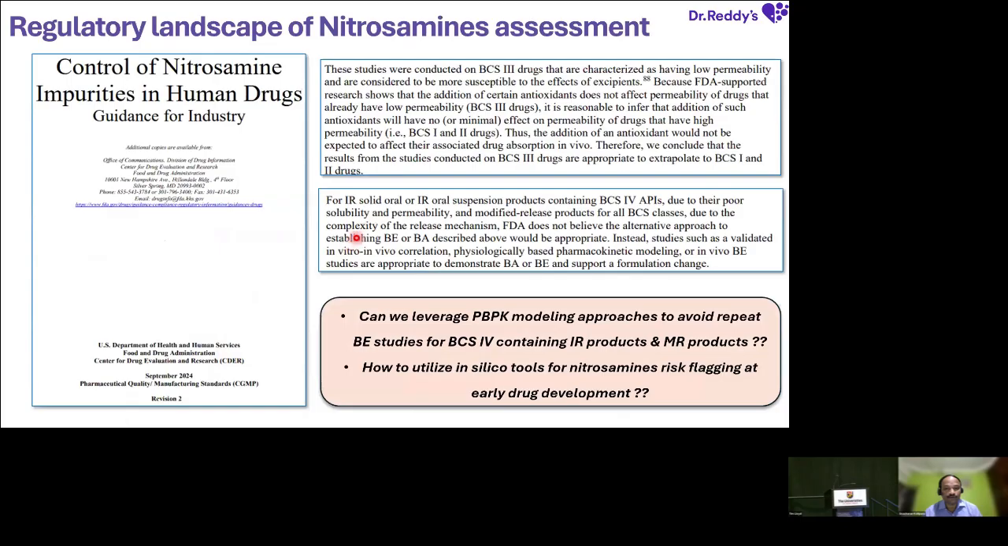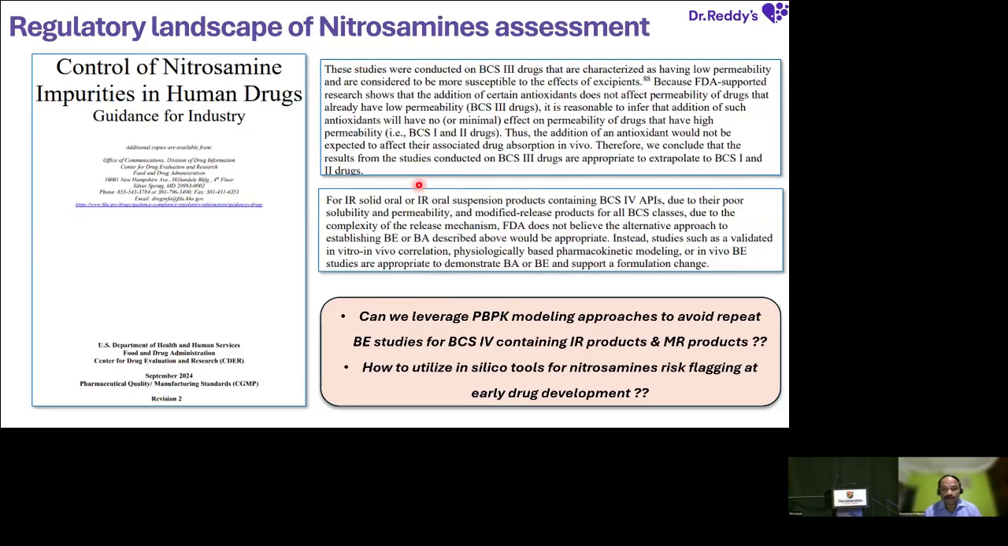Coming to the nitrosamines overview in the regulatory landscape, the US FDA guidance that came out most recently in September 2024 has been touched upon by most of the presenters in this session as well as in the previous session. Just to recap, this guidance provides alternative BE approaches for BCS class 3 molecules when mitigating agents such as antioxidants are used at less than 10 milligram, and the extrapolation also can be performed to BCS class 1 and class 2 drugs, thereby providing some alternative approaches due to NDSRI reformulation. This guidance also talks about alternative approaches for BCS class 4 containing IR drug products as well as for the MR drug products with the help of IVIVC as well as by using physiologically based pharmacokinetic modeling.